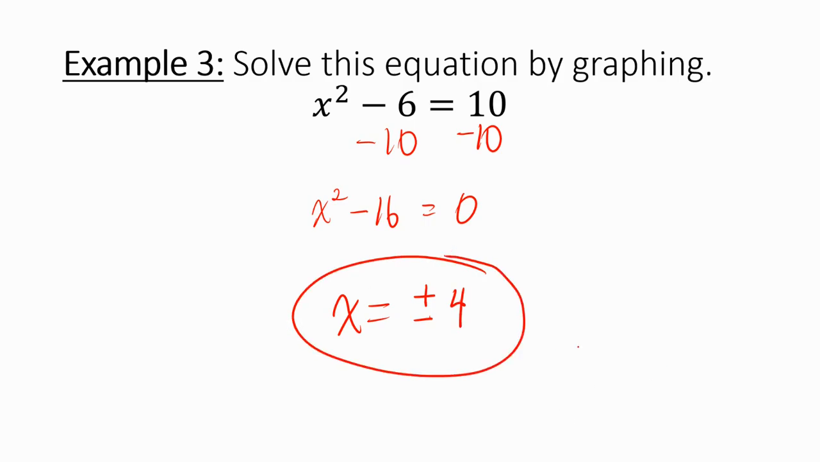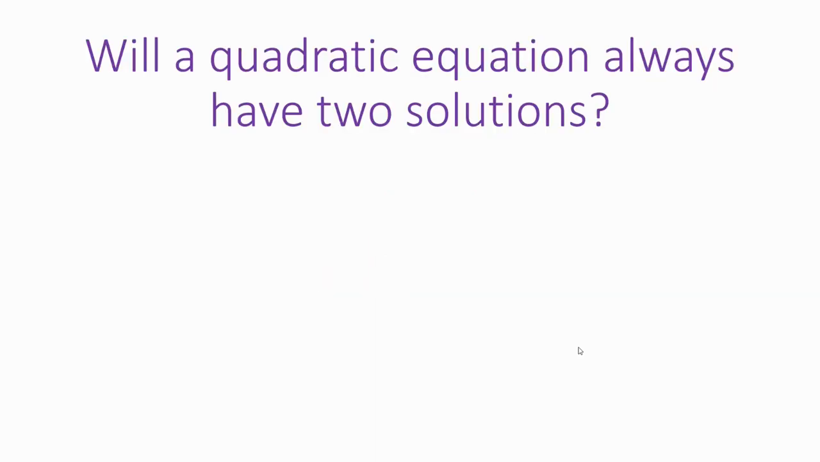It doesn't matter. All right, so I have a question for you guys. Will a quadratic equation always have 2 solutions? Those 3 examples that we saw, all of them had 2 solutions, but will that always be the case? Think about the graph and how we've seen our graphs look so far.